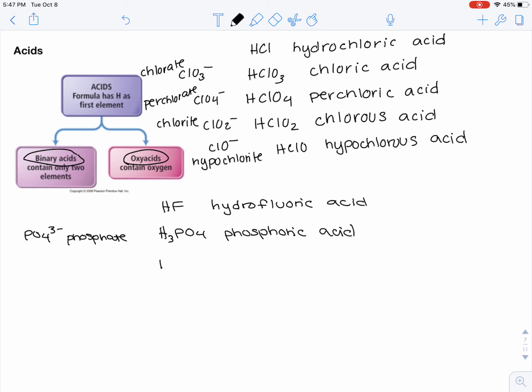What about H2SO3? Well, I remember from memorizing my polyatomic ions that SO4 2 minus is called sulfate. Here I have the 2 for the hydrogen, so SO3 2 minus. Well, if I lose an oxygen here, this would be called sulfite. Oh, that's exactly the polyatomic that's there. It's just lost an oxygen. So I would write sulfurous acid.